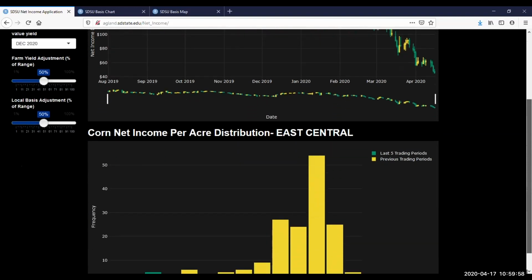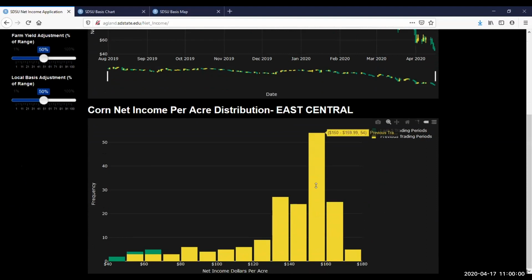This graph takes it one step further and lets you look at how many days the yield or the income has been at different levels. The green bars indicate the last 5 trading days. So in the last 5 trading days, twice the income level has been from $40 to $49, once in that $50 to $59 and twice in that $60 to $69 range. And then here it shows that for 54 days, it was at $150 to $160 range.